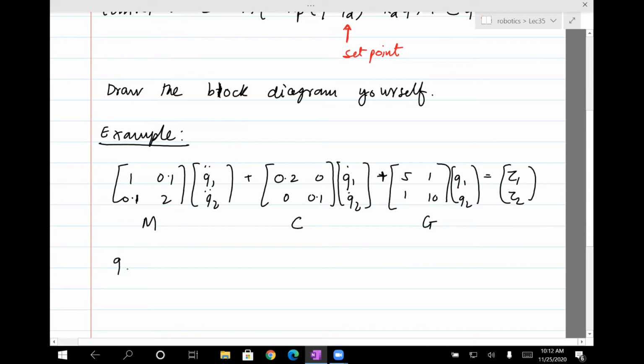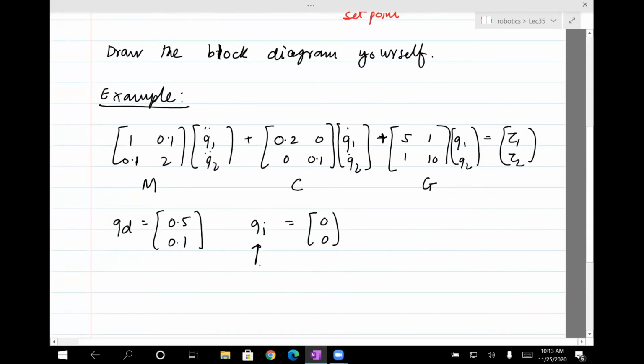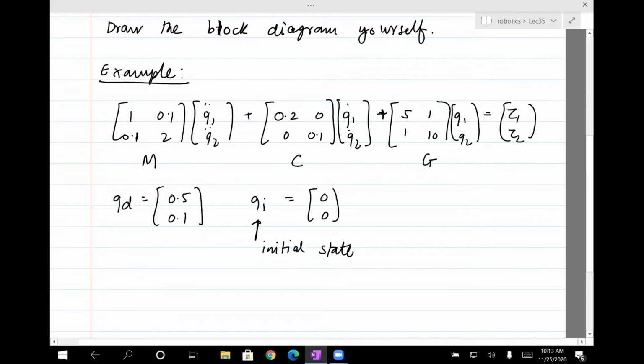And let's say that I want to have my set point as 0.5 and 0.1. So that's where I want the system to go. And it starts off with Q initial being 0, 0. So this is the initial state. I'm going to go from this state 0, 0 to 0.5, 0.1, and I can specify a time. Really, the time is immaterial here because I'm just trying to go from 0 to QD in the fastest possible time. And the way I get the fastest possible time is to use a critically damped system with control partitioning. So let's see how to implement this in MATLAB.